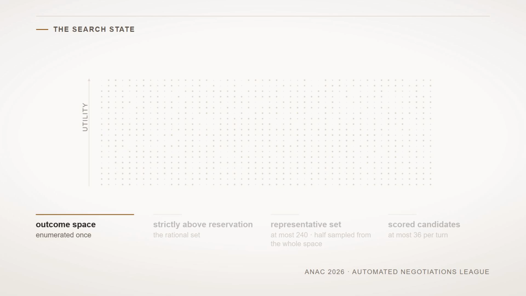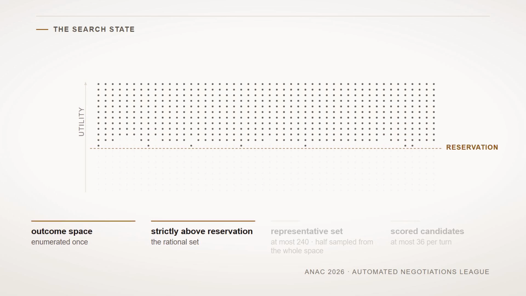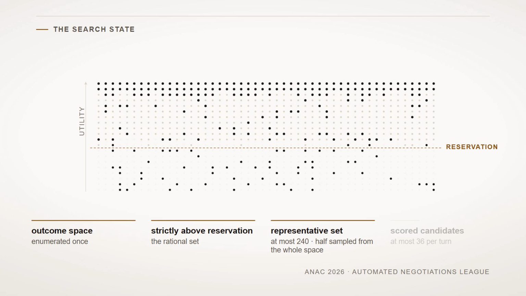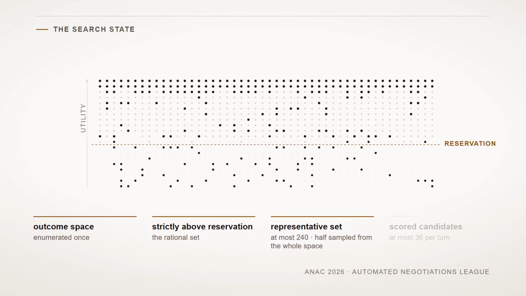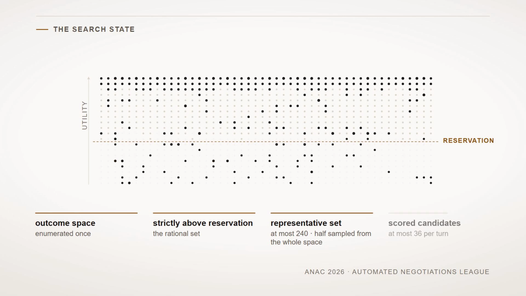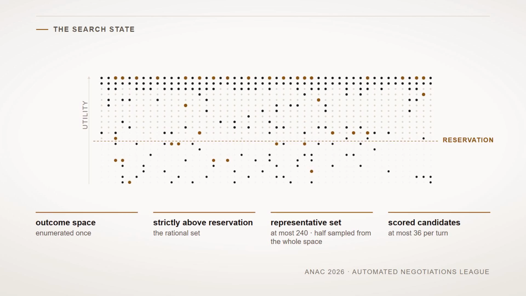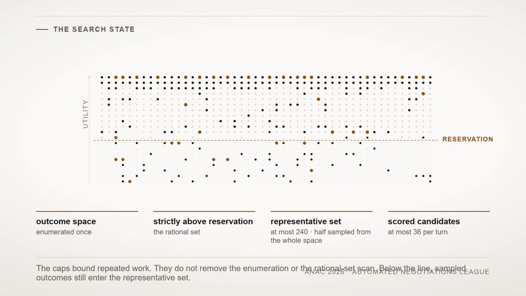At initialization, the agent enumerates the outcome space and keeps everything strictly above reservation. It then builds a representative set of at most 240 outcomes, the top half by utility from that rational set, and the rest sampled from the full enumeration under a fixed seed. Each turn it filters by aspiration and scores at most 36 candidates. Those caps bound repeated work, they do not remove the enumeration.